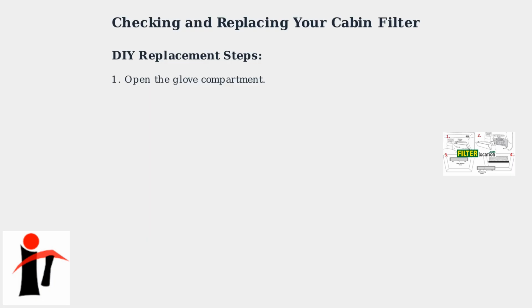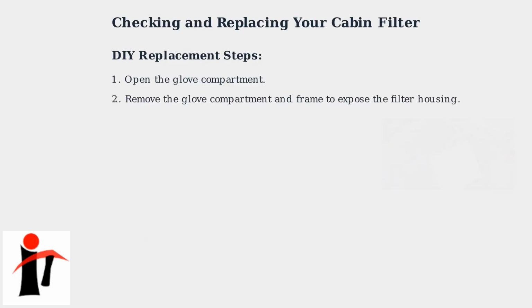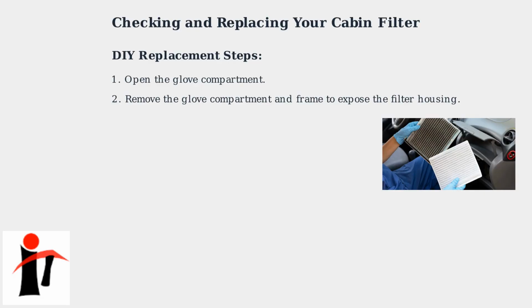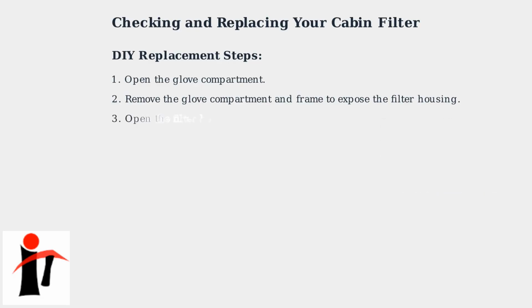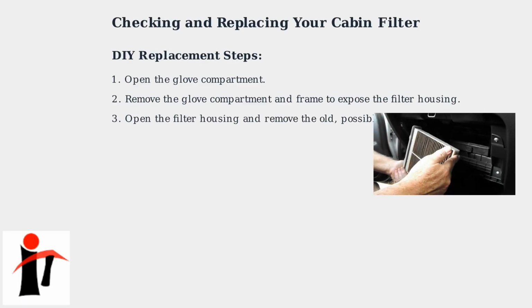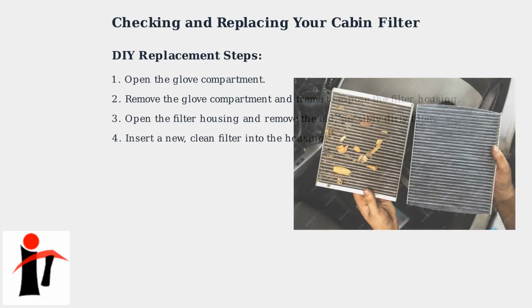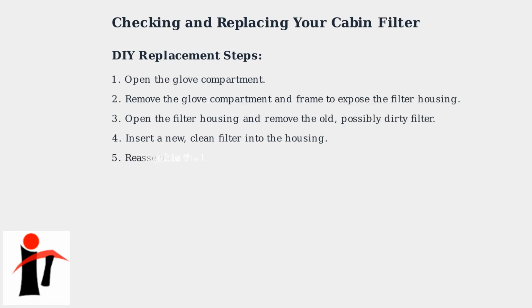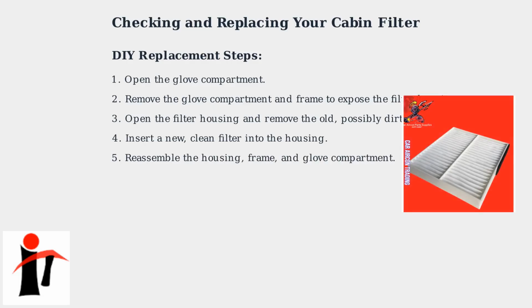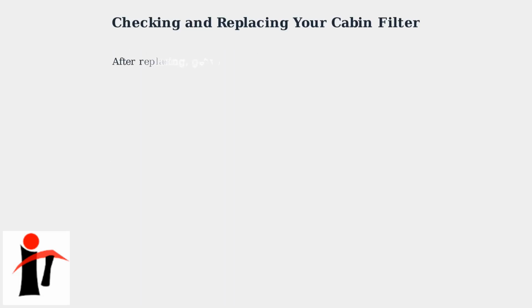First, open the glove compartment. Next, remove the glove compartment and frame to expose the filter housing. Then, open the filter housing and remove the old filter, which may be dirty. Insert a new, clean filter into the housing. Finally, reassemble the housing, frame, and glove compartment. After replacing the filter, make sure to get your refrigerant levels checked as well to ensure optimal AC performance.